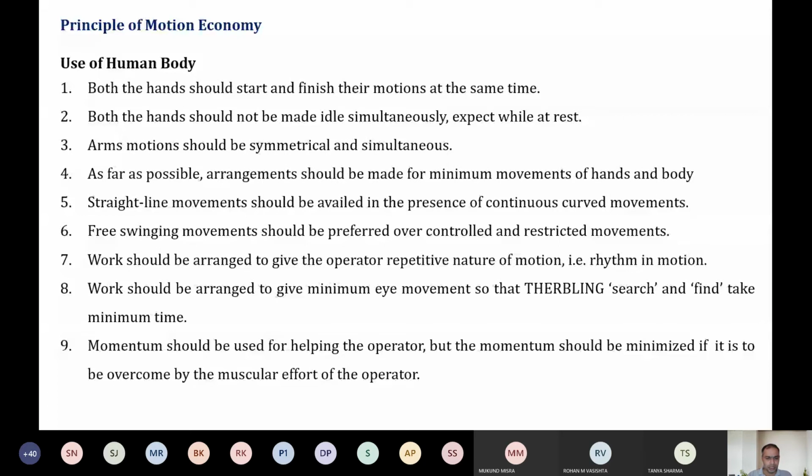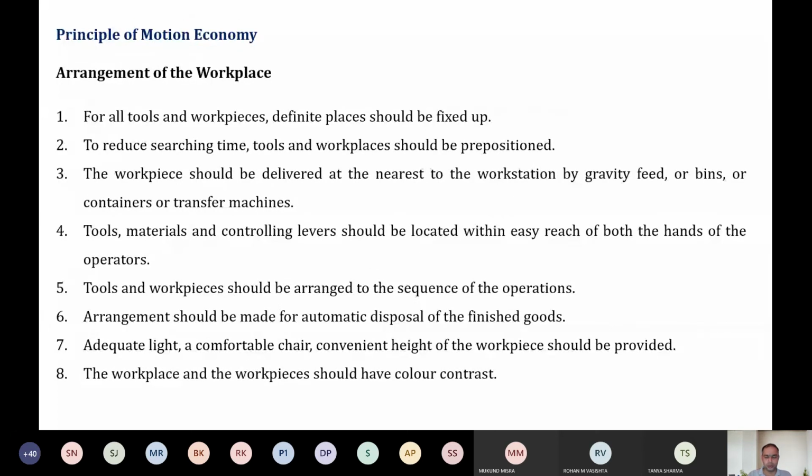Some momentum should be there in doing the work. You know what momentum is, right? But we should be able to minimize the momentum also, because the muscular effort of the operator can be reduced. In the same way, in a workplace arrangement, you keep all the tools and workpieces near to you, so that you can avoid the time for searching.